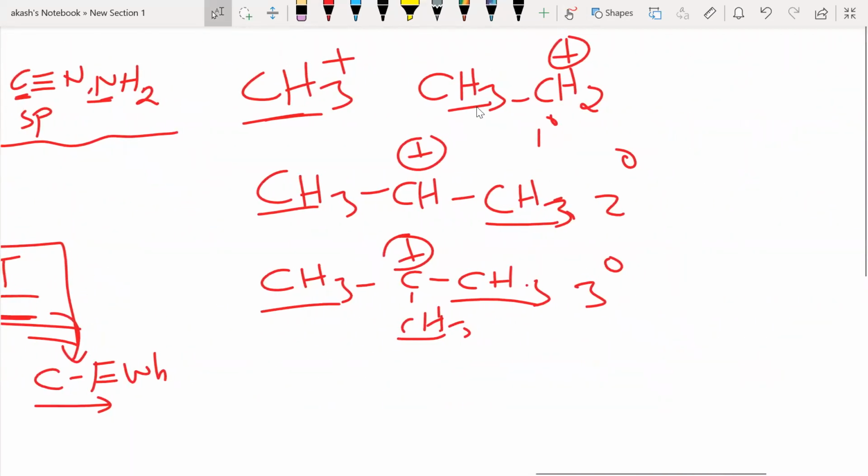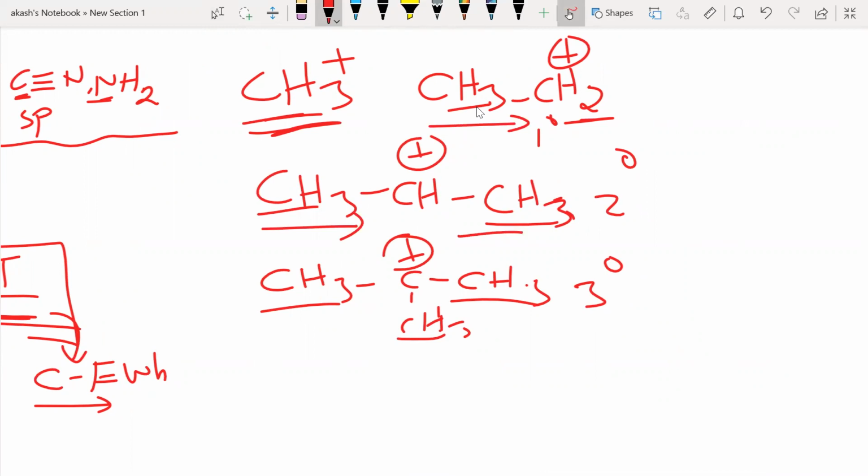So if that's the case, in the methyl carbocation there is no electron donating group, so we don't have to worry about it. In this case, I have one electron donating group, which is going to donate electrons to this carbon. Now in this case there are two electron donating groups, this side and this side. Now there are three electron donating groups, all donating electrons to the carbon having the positive charge. Now tell me, if I have an electron donating group like this, what is going to happen to the amount of positive charge? Will it increase or decrease?